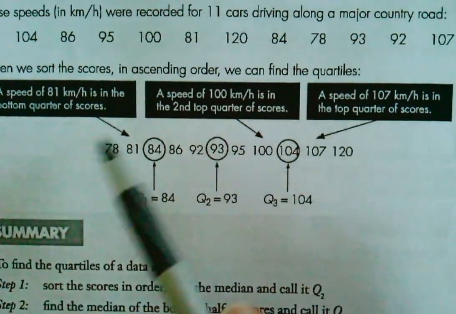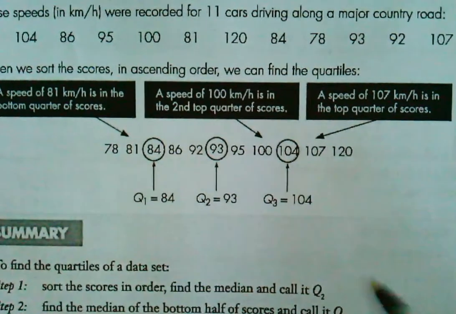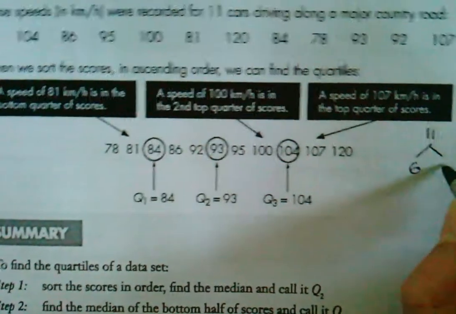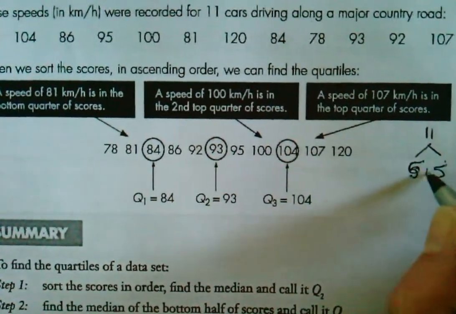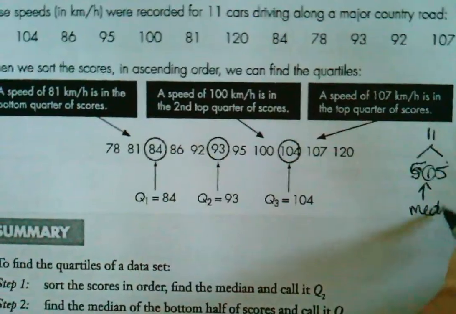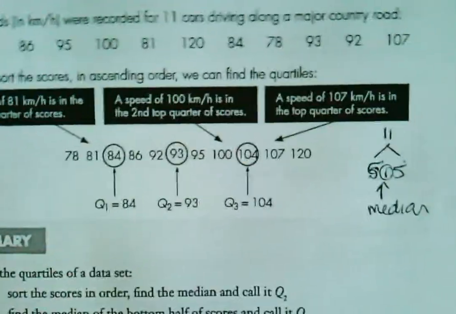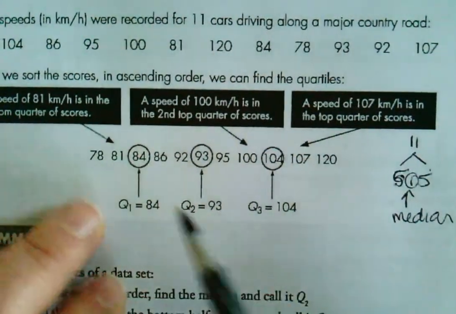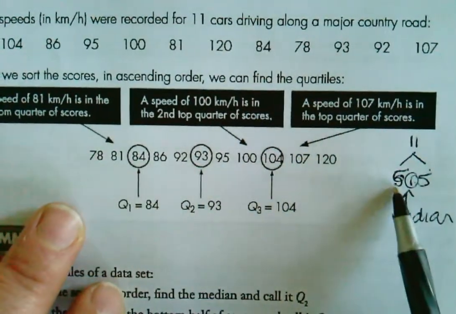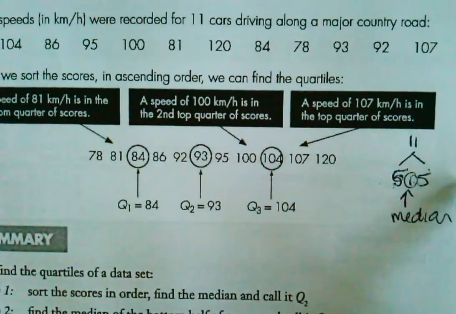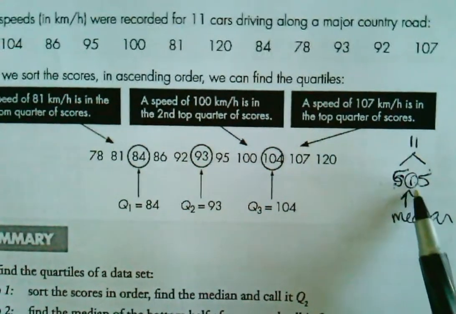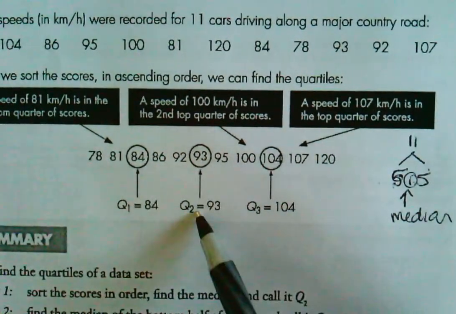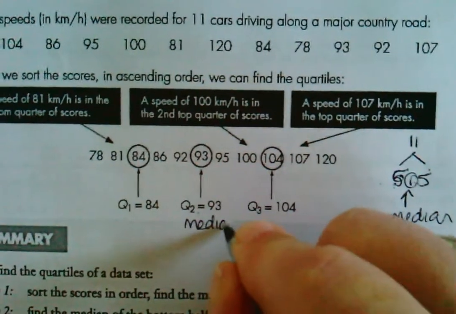They're not in order. So we put them in order down here, and we're looking for the 6th one, because I've got 11 scores. I go 5, 5, 1. That's my median. So first you order the scores, and we've got 11. To break up 11 scores, we put 5 on the left, 5 on the right, and 1 in between. The 1 in the middle is my 6th: 1, 2, 3, 4, 5, 6. That's my median, which is called the second quartile.